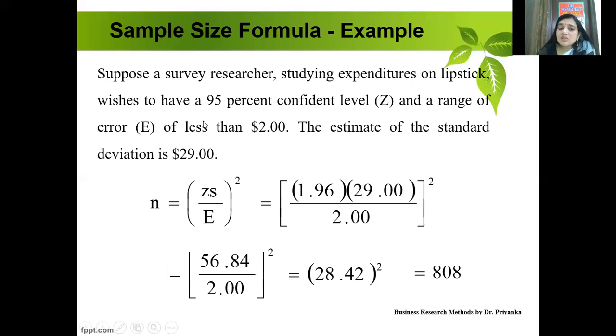A 95% confidence interval means you have allowed almost 5% of error in the study. And the range of error here is 2, so the E value is 2, and the standard deviation is 29, so the S value is 29. You will be putting all the values in the formula and you can get the value as 808 as your sample size.